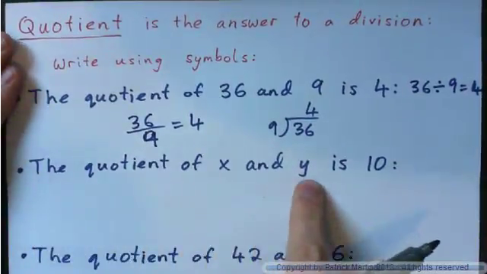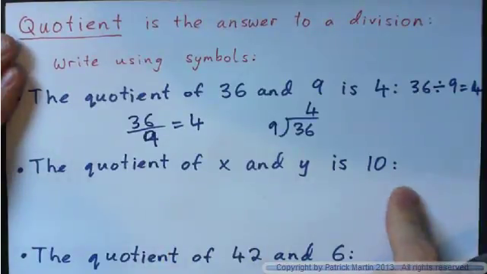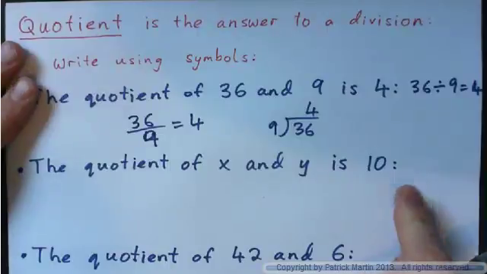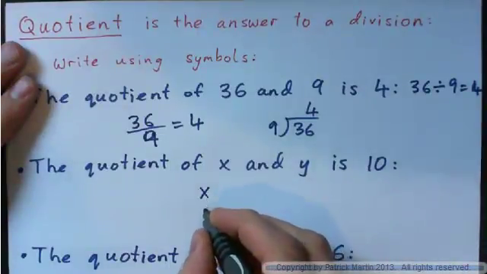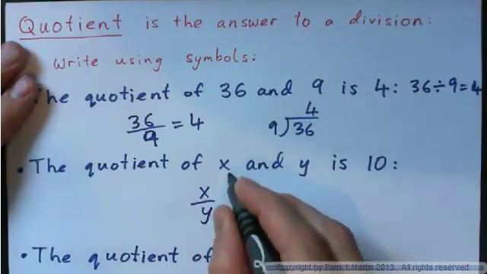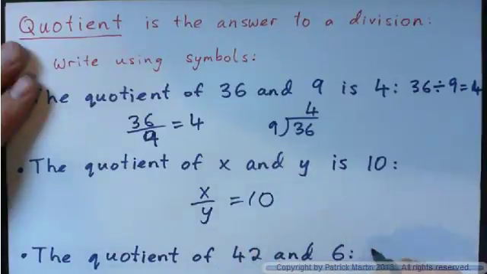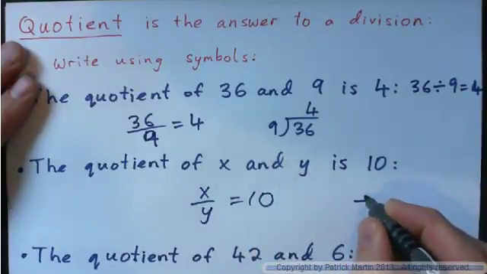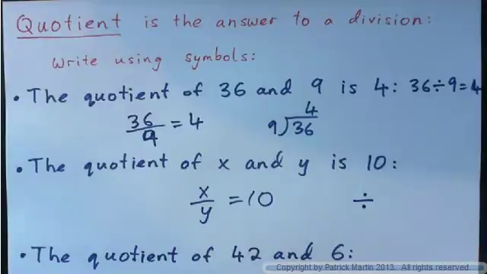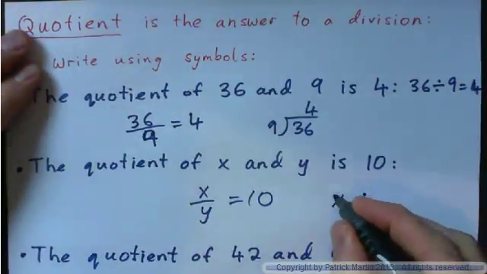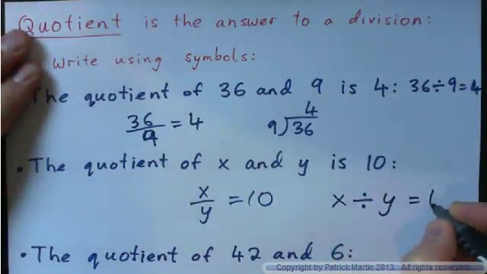The quotient of x and y is 10. How could you write this? The quotient of x and y is 10. Well, we could go x divided by y, right, equals 10. And how would you write that with the division symbol? The quotient of x and y is 10. So x and y are just numbers. We're just not told what they are. X divided by y equals 10.